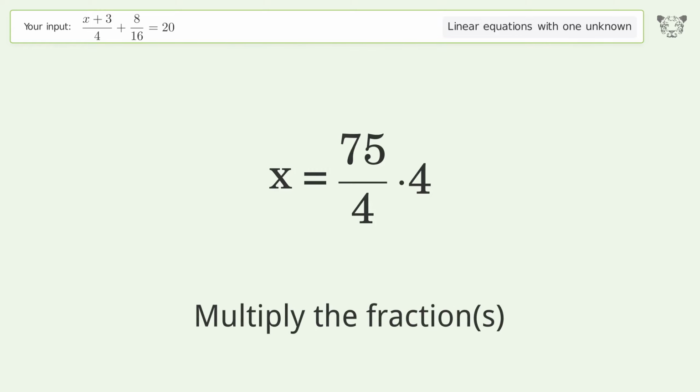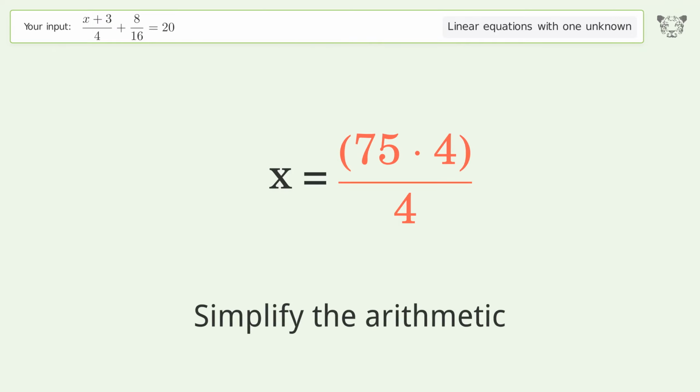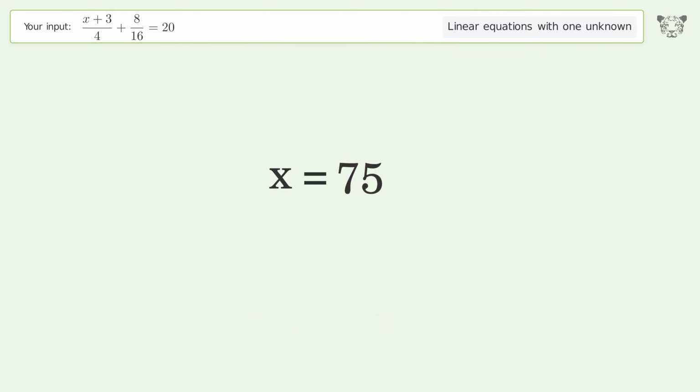Multiply the fractions. Simplify the arithmetic. And so the final result is x equals 75.